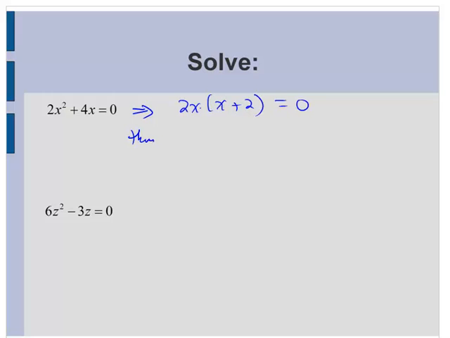So then 2x equals 0 or x plus 2 equals 0. Now if 2x equals 0, well, dividing by 2, x would equal 0. If x plus 2 equals 0, subtracting 2, x would equal negative 2. So there are two solutions to the equation, 0 and negative 2.